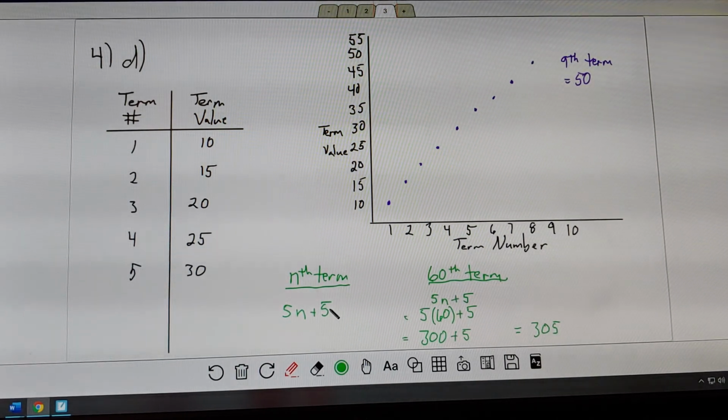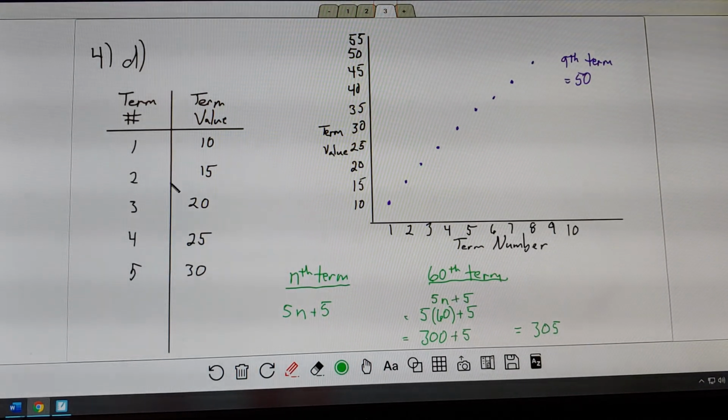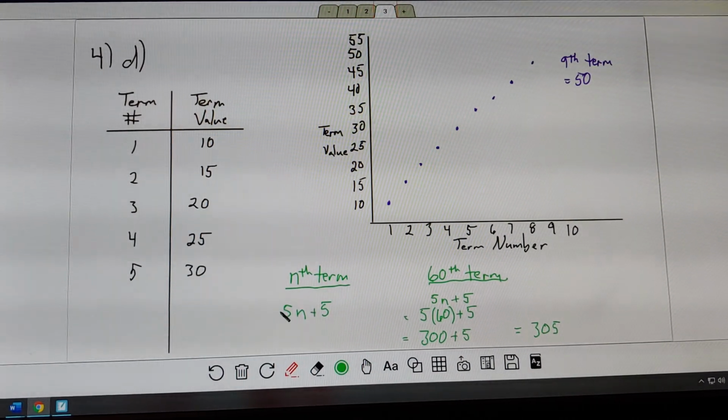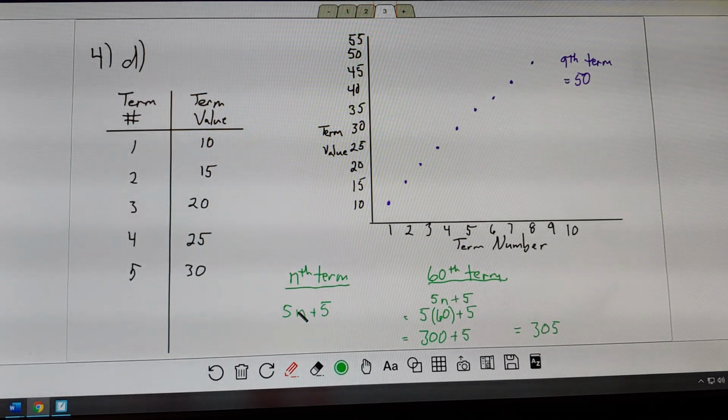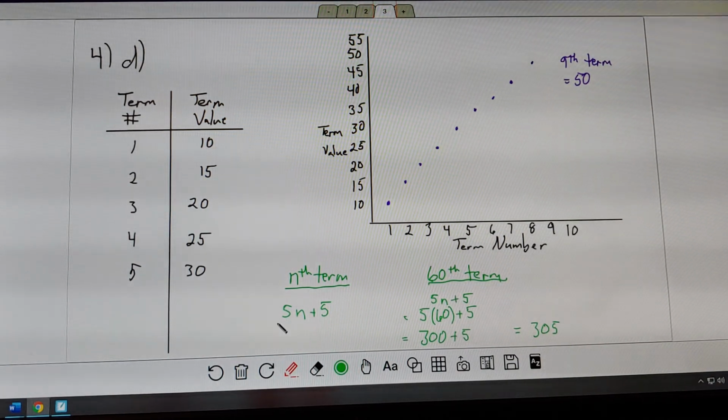So we're thinking, is it 5n plus 5? Let's see if it works for this one. 5 times 2 would be 10, plus another 5 would give me 15. Looking good. Let's make sure it works for the third one, then we know we have it. 5 times 3 would be 15, plus another 5 gives me 20. I got 3 of them in a row to work, so I know I have my nth term.